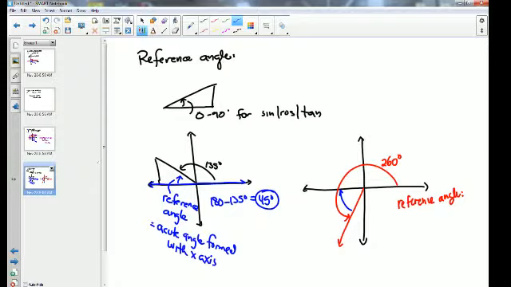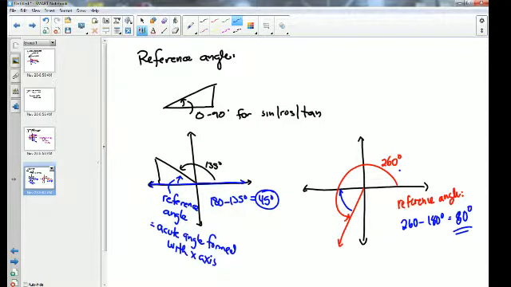What if it's right in the middle? Then it's 90 degrees. There you go. So 260 minus 180 is 80 degrees. There's your reference angle right there. And again, we could throw a myriad of those at you. The key is that it's closest to the x-axis.